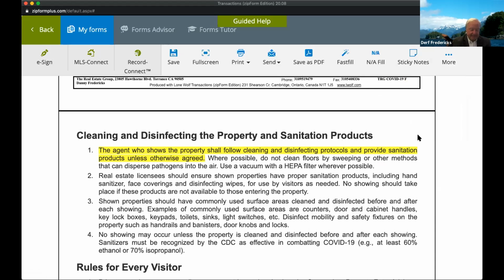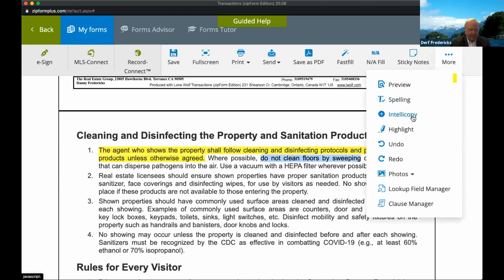Under this cleaning, the selling agent, in addition to cleaning, disinfecting, and providing cleaning supplies, should not sweep the floors. This is in the form, since that can disperse the pathogens into the air. And when you're vacuuming, agents, use a vacuum with a HEPA filter. And this is after every showing.